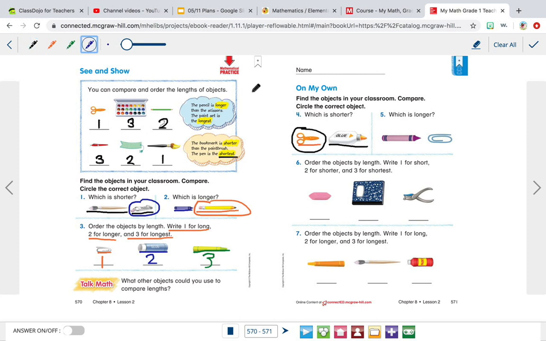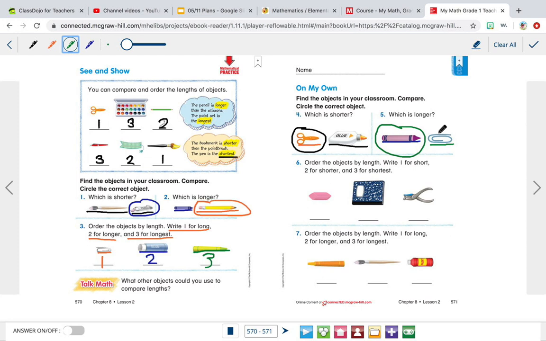Now what about a crayon? They're asking which is longer, not shorter, longer. So here's the purple crayon here. And here's the paper clip. Which one is longer? I hope you said crayon. Crayon is longer than the paper clip.